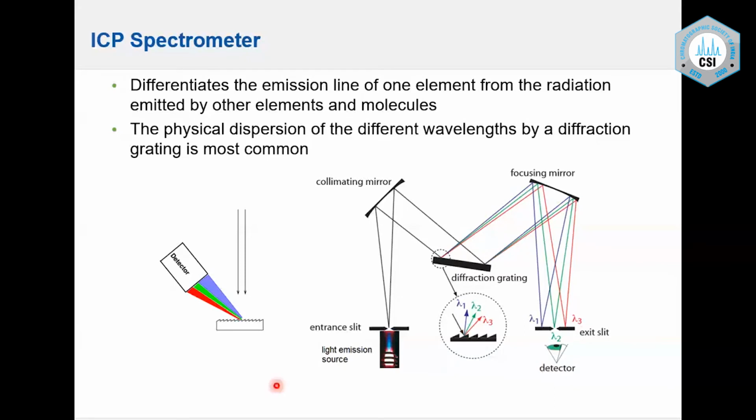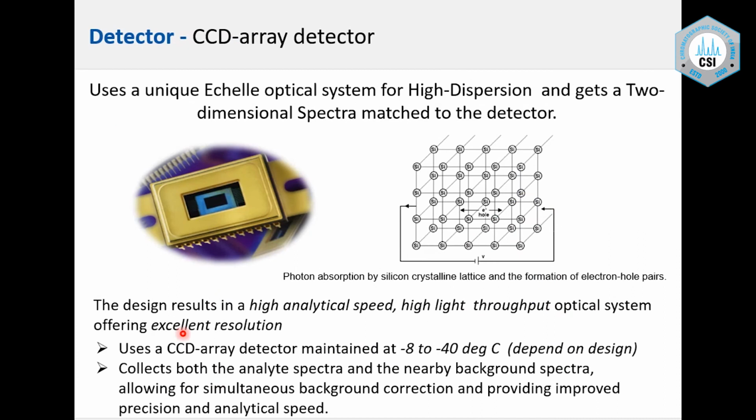The optical resolution should be good. Most ICPs have a resolution of 0.007 nanometer, so you get very good spectra and good separation of wavelengths. Spectral interference is a major issue in ICP-OES because of the emission of wavelengths, and that can be controlled by software or by selecting the proper wavelengths. The detector used in ICP-OES is a solid state detector.